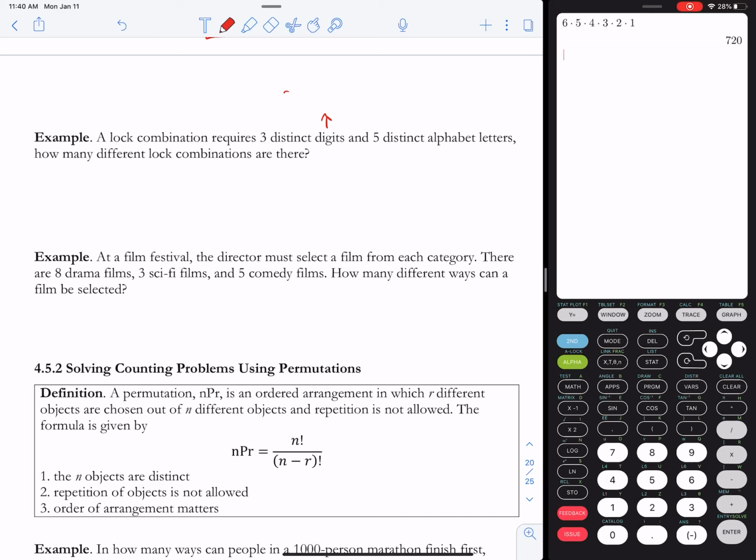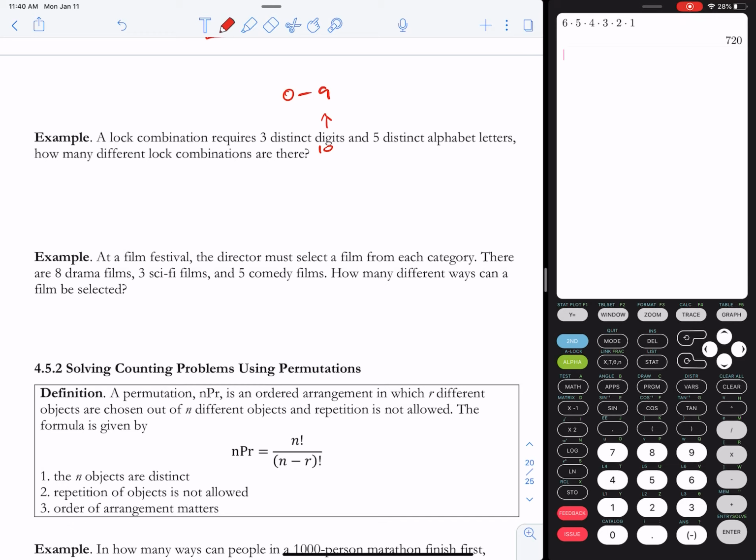That's just numbers 0 through 9. So you'd have 10 possible digits, right? 0, 1, 2, 3, 4, 5, 6, 7, 8, 9, 10 possible digits. Very similar to the sample space that we saw in prior sections. And then there's 5 distinct alphabetic letters.